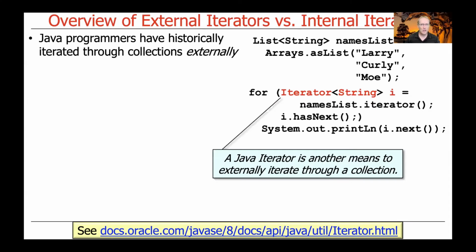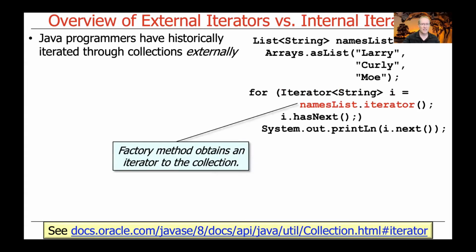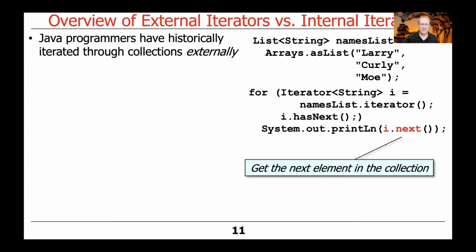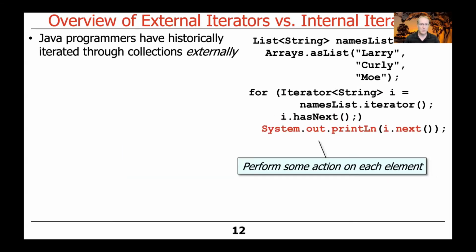You could also use a Java iterator in order to iterate through a collection externally. So here we make ourselves an iterator by using the factory method on names list. For every element that's there until we run out at the end, we're going to get the next element, and then we're going to perform some action, in this case, printing it. That should look pretty intuitive. Most people have written code like this. I've certainly written code like this back in the day before I became wise to the ways of Java streams and functional programming.